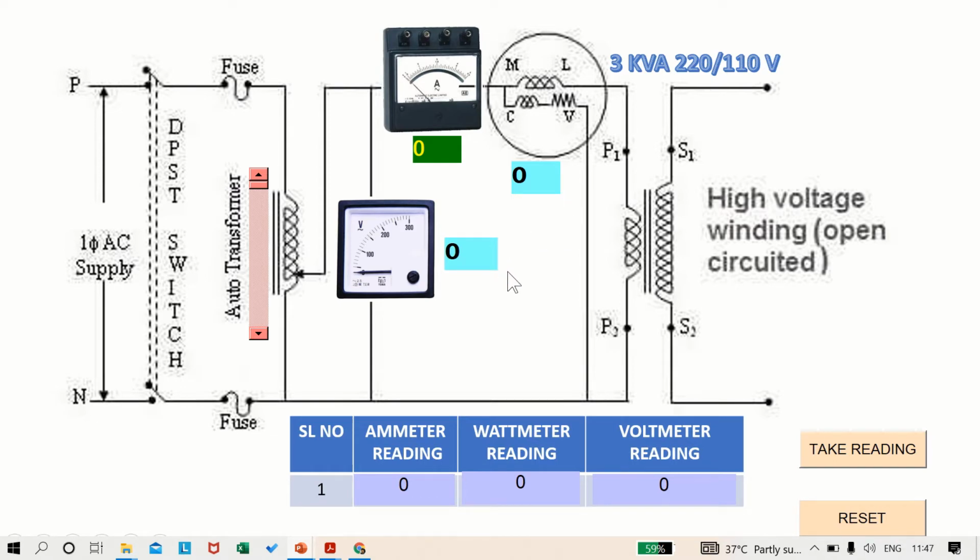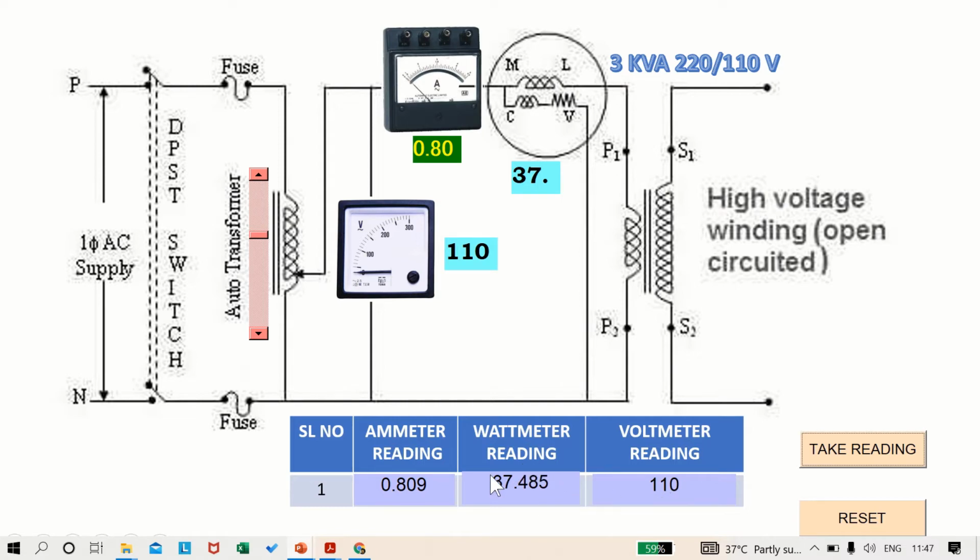Now, to apply the rated voltage, I use this auto transformer. The rated voltage of the transformer which I have considered is 110 volts. The low voltage side is 110, that's why I am applying 110 volts. After applying the rated 110 volts, the ammeter reads 0.8 amperes and the wattmeter reads 37.4. By clicking take reading, the table column is filled with ammeter reading, wattmeter reading and voltmeter reading.